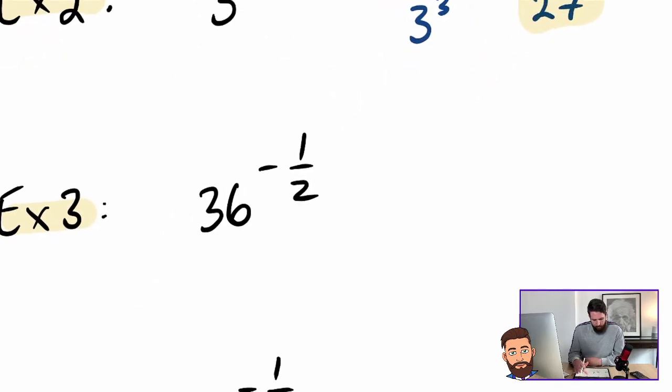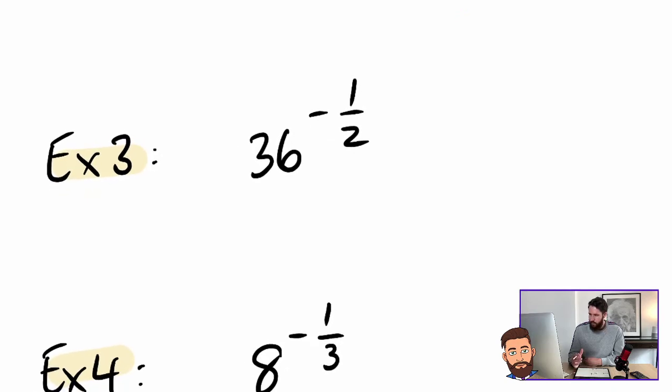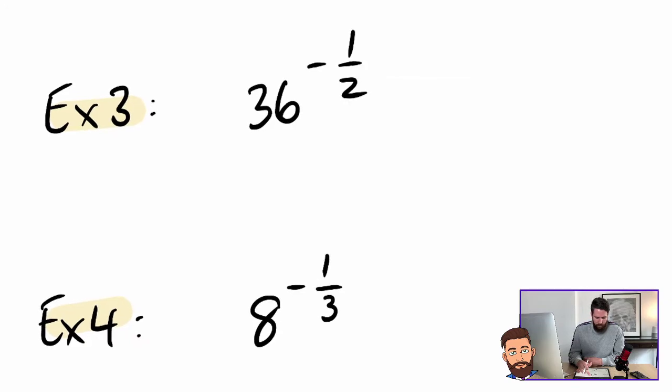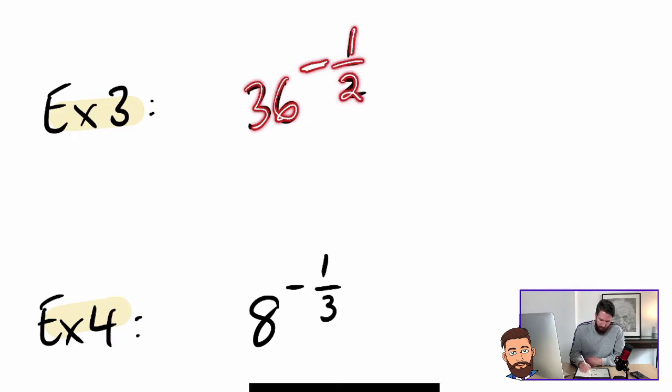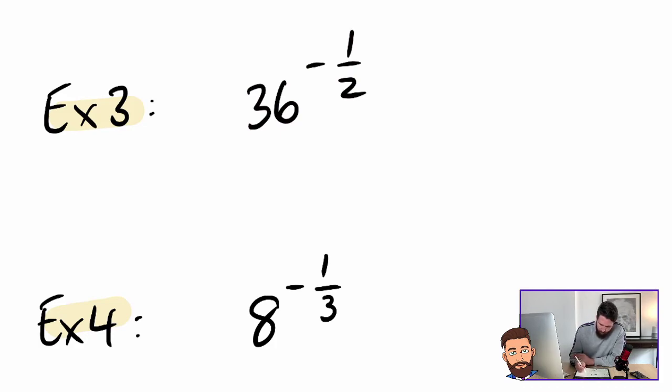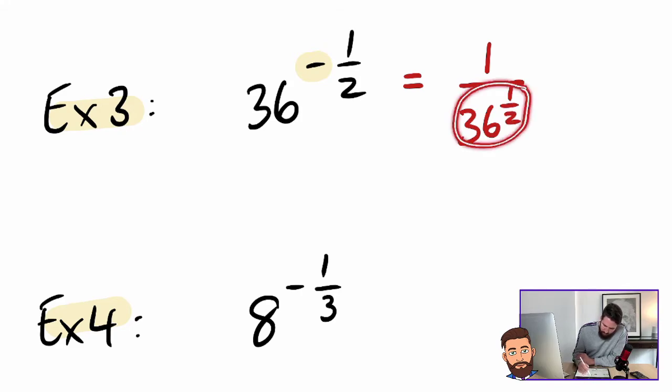Okay, so now we're going to look at how these negative powers combine with the fractional powers. And this is where you've really got to have a deep understanding of both of them. So here we've got 36 to the power minus 1 over 2. We're going to break this into 2 steps. The first thing we're going to deal with is this minus. What do we know the minus means? We know the minus means that we can write this as 1 over 36 to the original power without the minus. So the original power without the minus is a half, the base is 36. So the negative means 1 over 36 to the half.